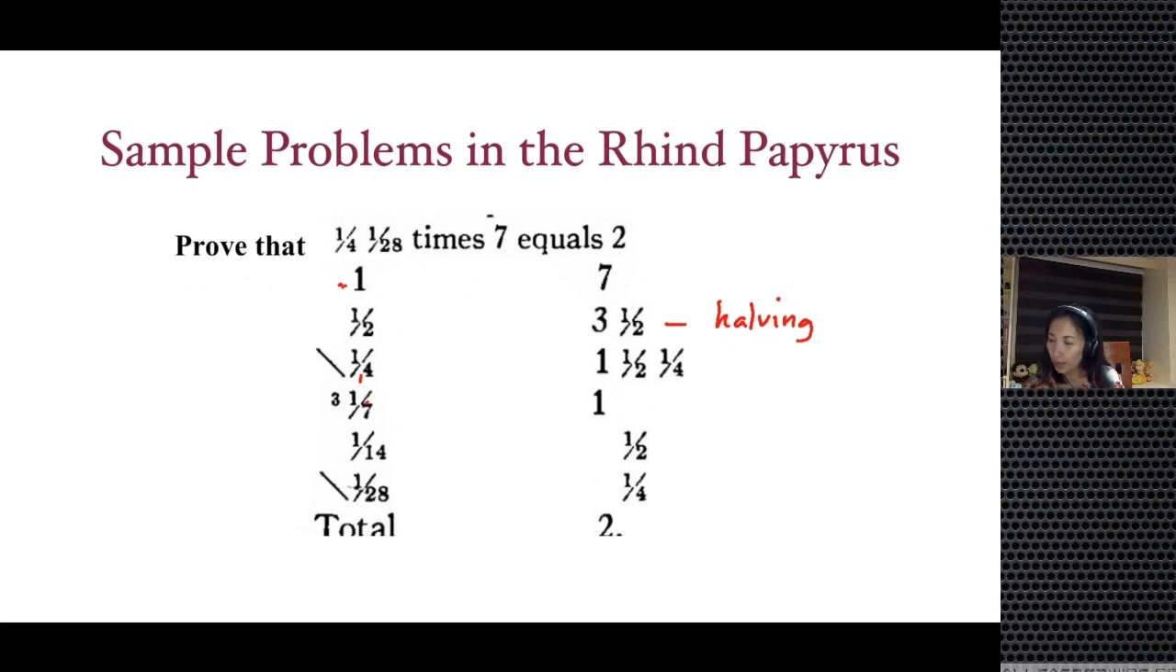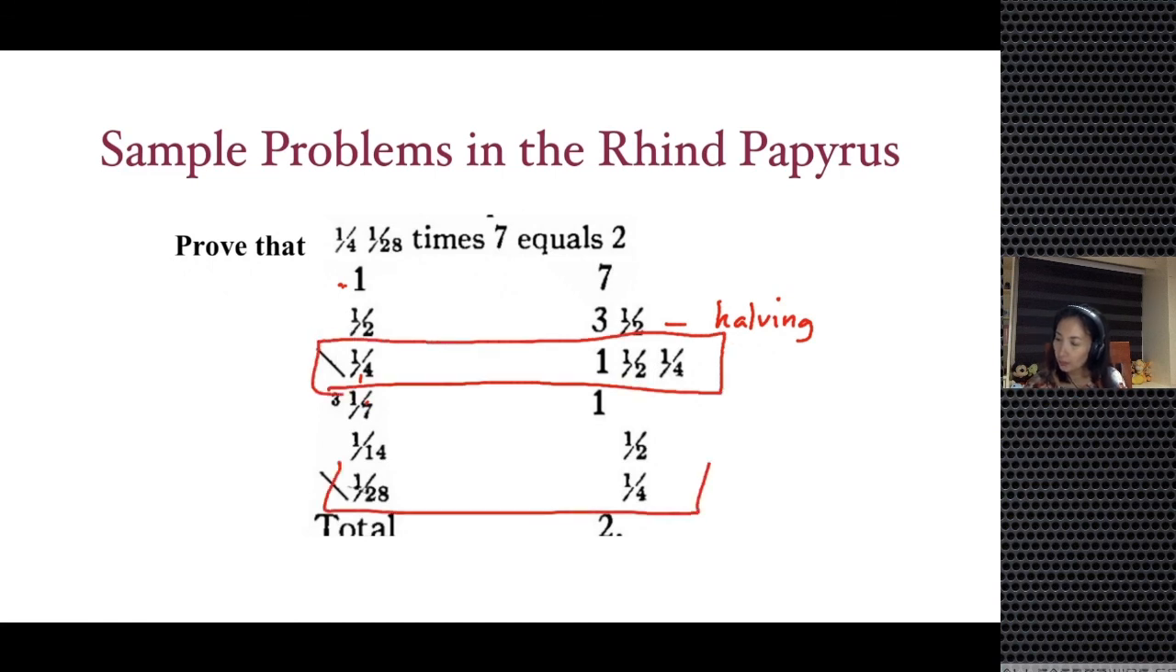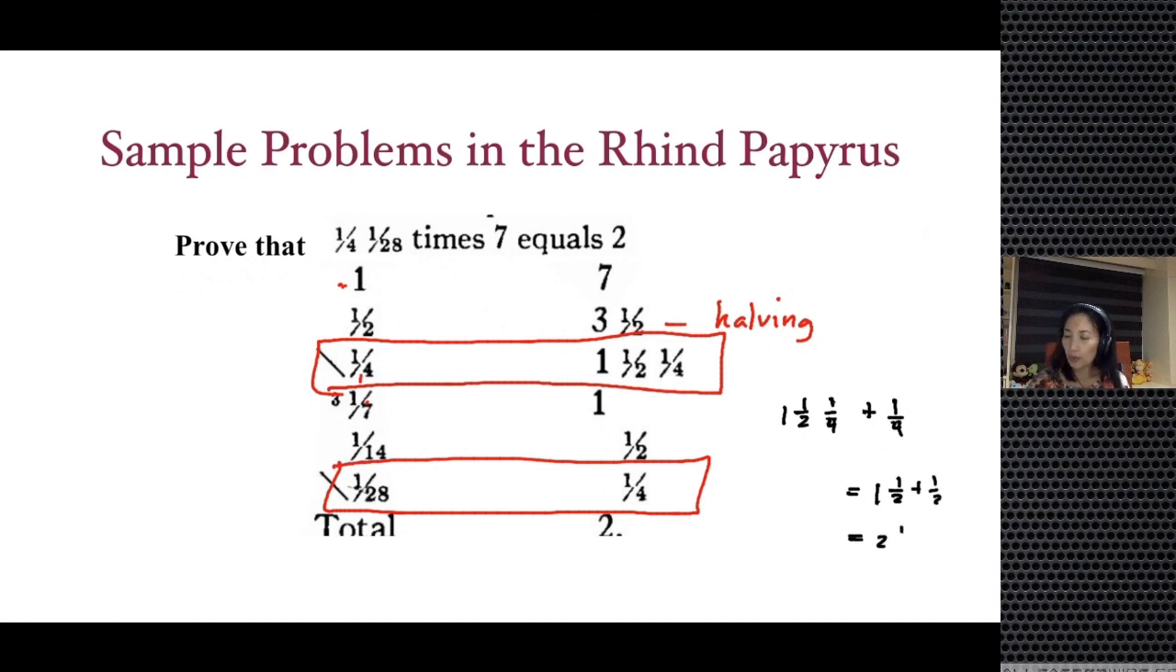Here. This plus 1/4. Because 1 and 1 half and 1/4 plus 1/4 is equal to 1 and 1 half plus 1 half, which is equal to 2. So, correct. We were able to show that 1/4 and 1/28 times 7 is equal to 2. There, we have here 1/4 and 1/28. So that's from the RMP.